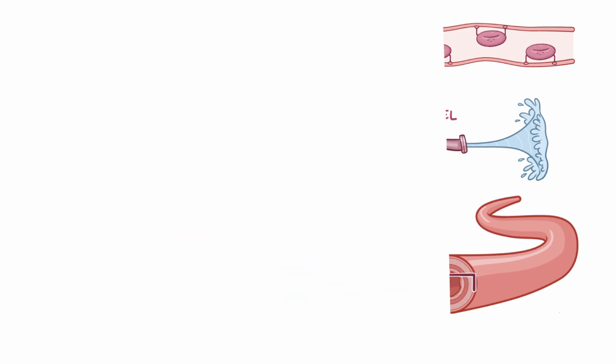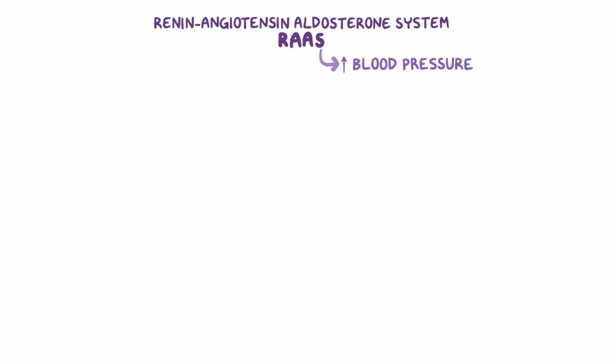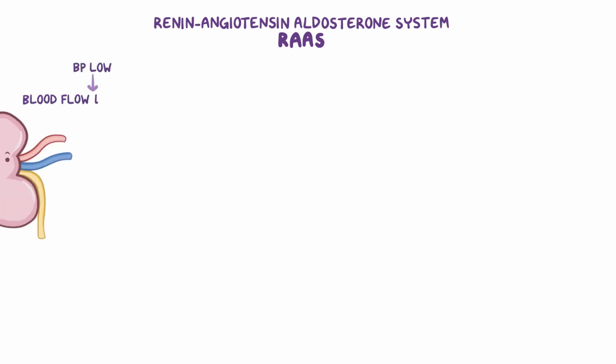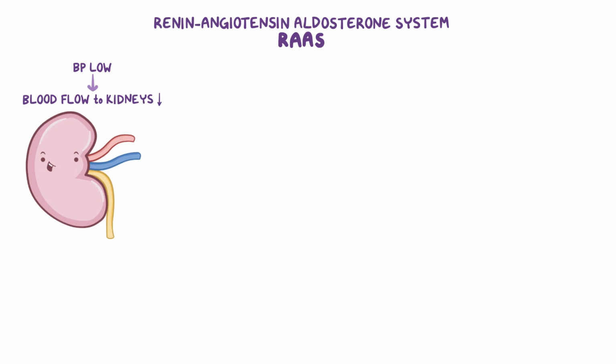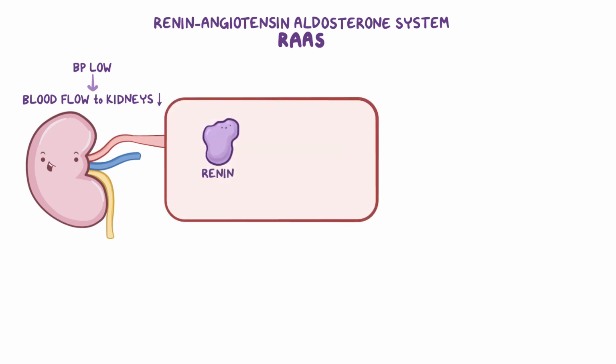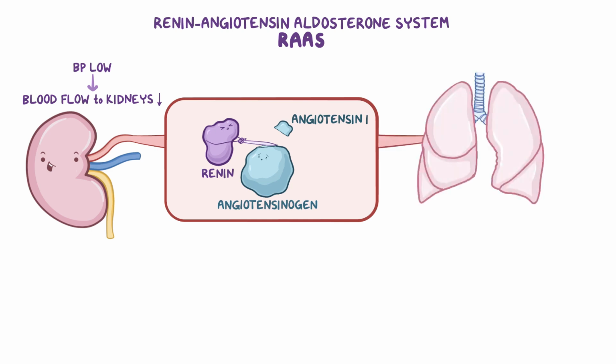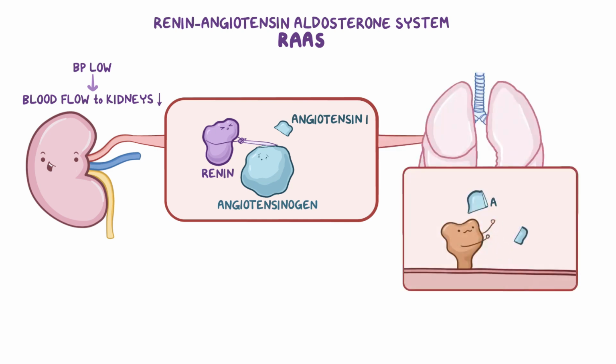One important mechanism that regulates blood pressure is the Renin-Angiotensin-Aldosterone System, or RAAS for short, which is a cascade of events that ends up increasing blood pressure. When blood pressure is low, blood flow to the kidneys decreases. The kidneys respond by secreting renin into the bloodstream. Renin is a proteolytic enzyme that breaks down a protein made in the liver called angiotensinogen, and this gives rise to angiotensin I. When it reaches the lungs, angiotensin I is converted into angiotensin II by an enzyme called angiotensin-converting enzyme, or ACE for short.